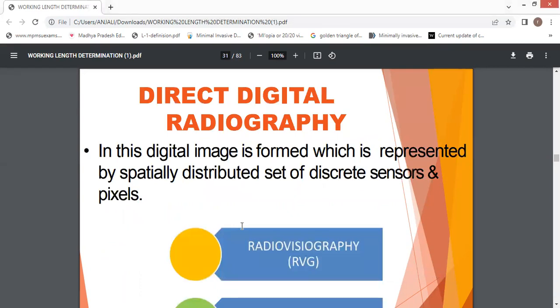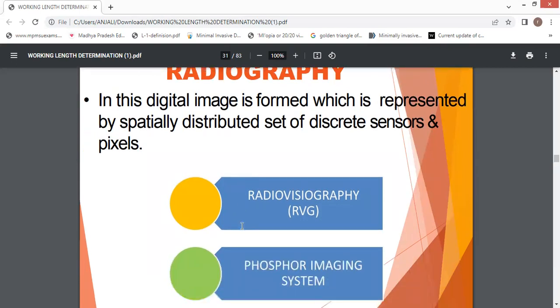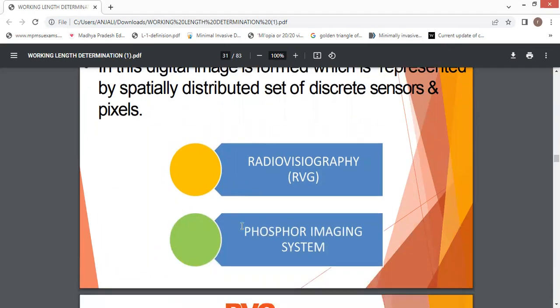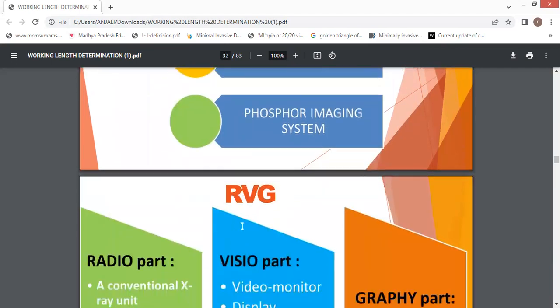Direct digital radiography. In this, a digital image is formed, which is represented by a spatially distributed set of discrete sensors and pixels, which can be taken by radiovisiography (RVG) or phosphor imaging system.